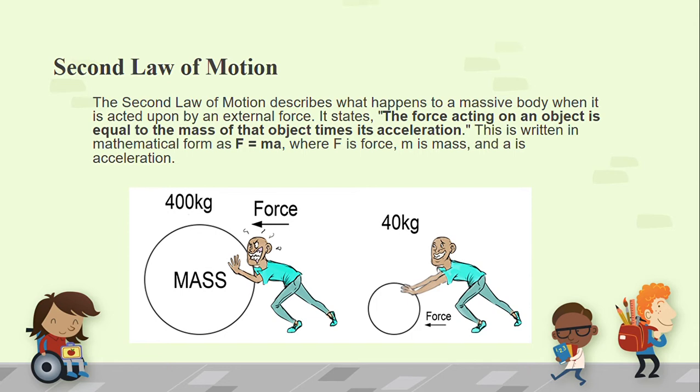The effect on the smaller mass will be greater. The effect of a 10 Newton force on a baseball would be much greater than the same force acting on a truck. The difference in effect is entirely due to the difference in their masses. Let's go to the third law of motion.